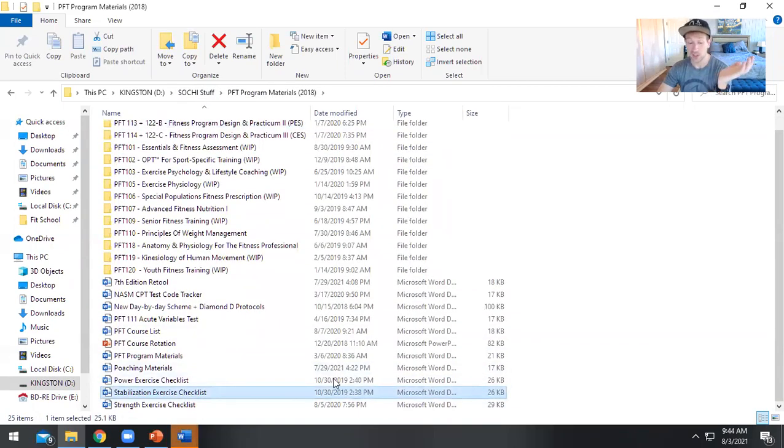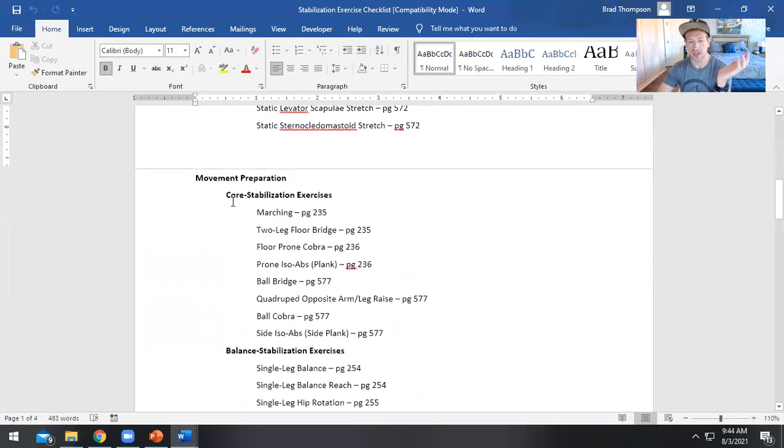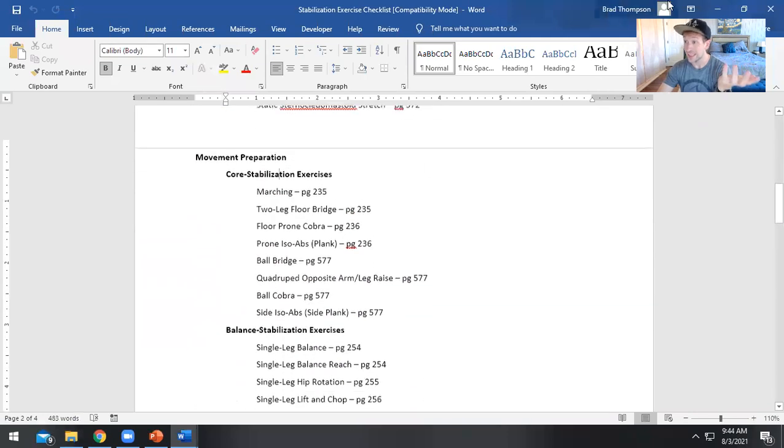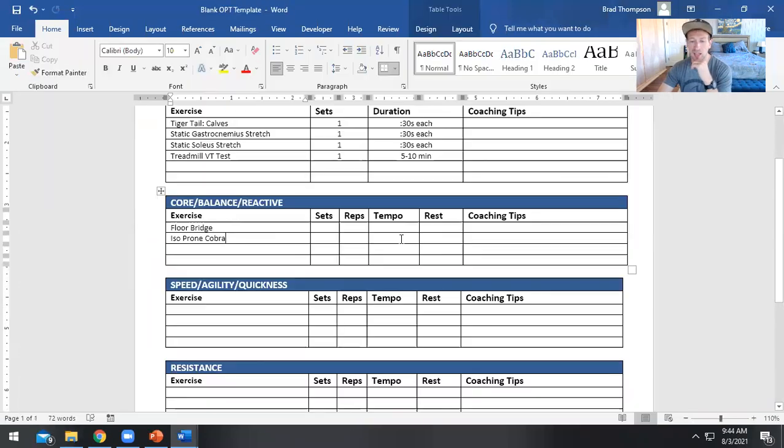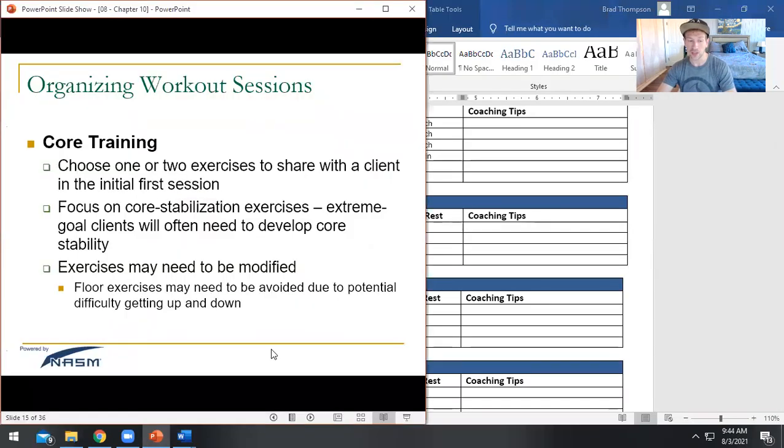Here's my stabilization checklist. I open this up and here are my core stabilization exercises: two-legged floor bridge, floor prone cobra. So I stay to my stabilization list, right? And there we go. Probably only going to do a couple sets of that. It may need to be modified depending on the client.